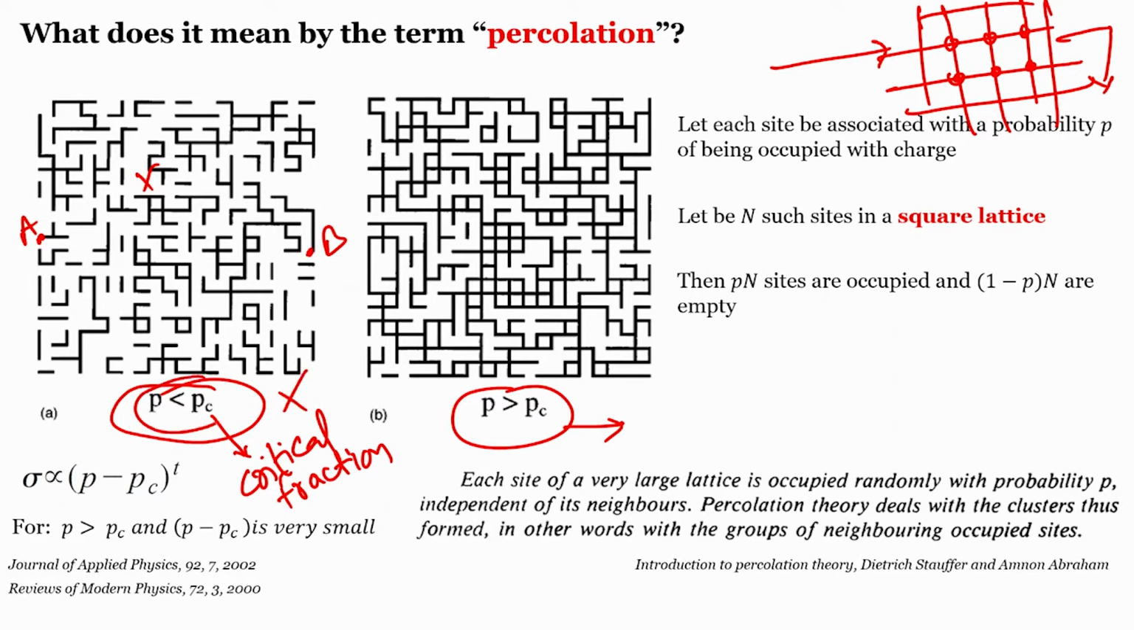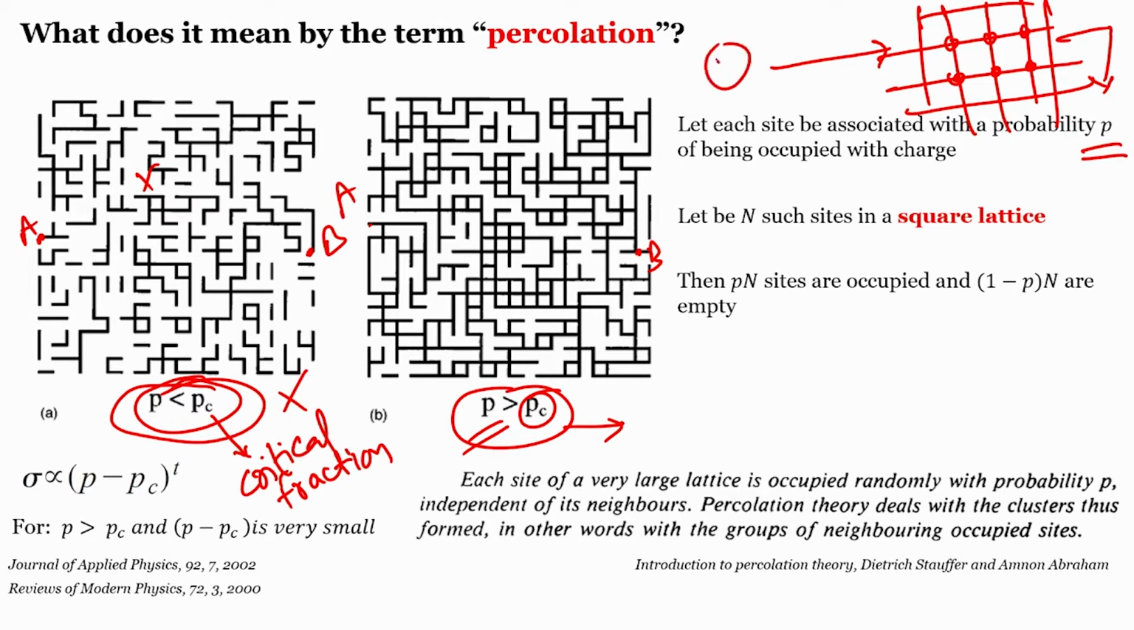The reason being, this condition was not satisfied, where the percentage fraction should be greater than or equal to the critical fraction. Whereas in the second case, the percentage fraction or the volume fraction or the critical fraction condition has been satisfied, and that's why we are able to see that there will be a continuous path from point A to point B.